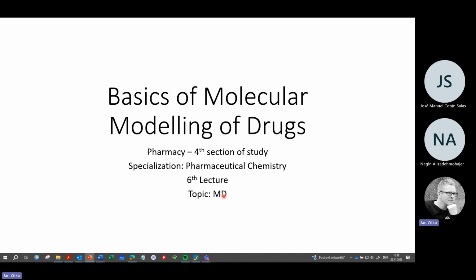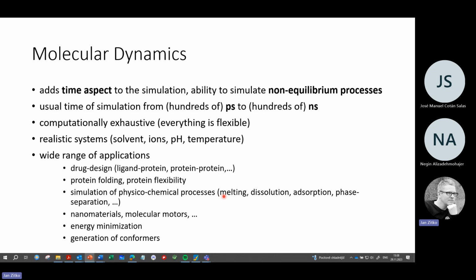In contrast to, for example, molecular docking, which we already covered in our lectures, molecular dynamics is a method which simulates processes which are running in time. So you are adding a time aspect to your simulations. That means you can also study non-equilibrium processes, so systems which are far from equilibrium, and you can study how and if they get somewhere close to the equilibrium.